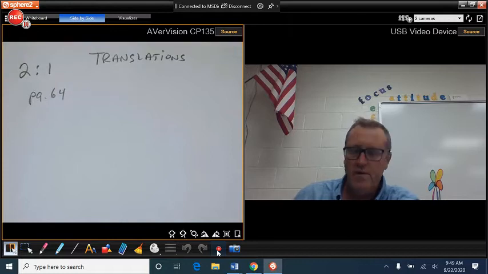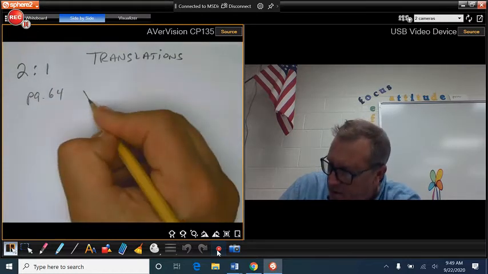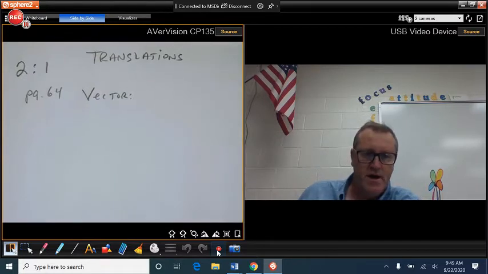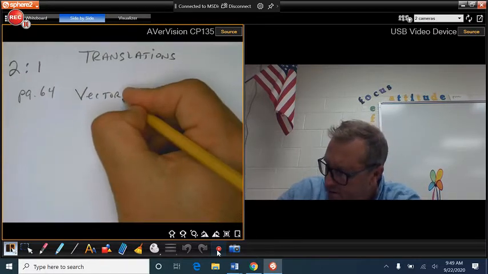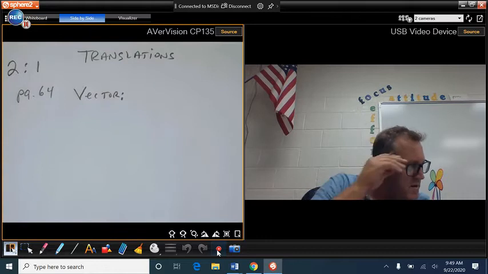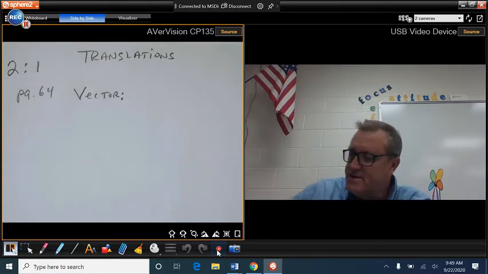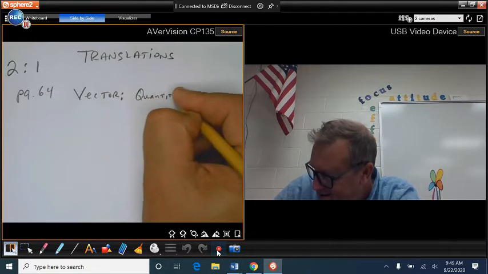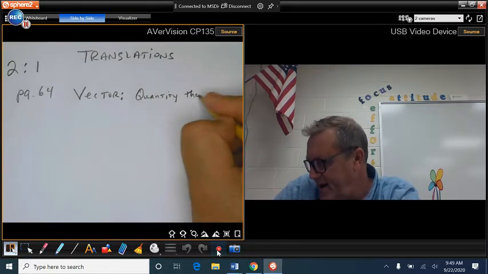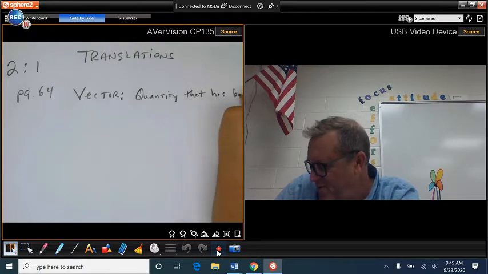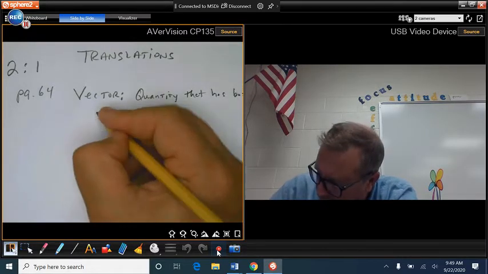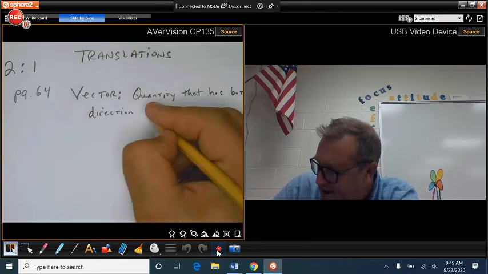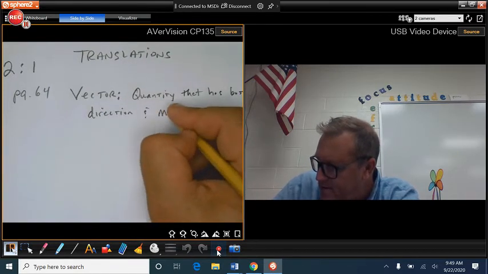On page 64, they actually talk about what a vector is. So this should go in your notes. A vector is a quantity that has both direction and magnitude.